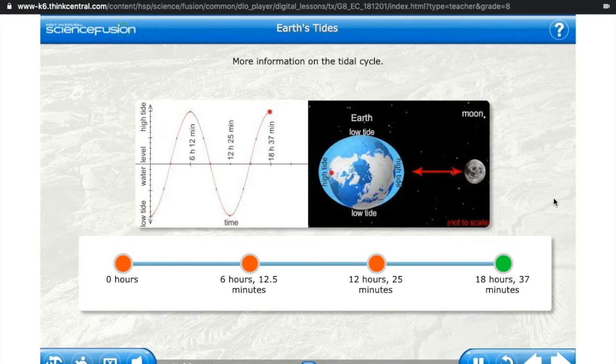So if you think back to first semester when we talked about Newton's third law, we know that for every action we have an opposite and equal reaction. So that's what's happening here. Since we had high tides, so rising water levels, when we were facing the moon, when we're facing directly opposite of the moon, we're going to have the opposite and equal reaction of that happening. So we're going to have water levels rising once again.